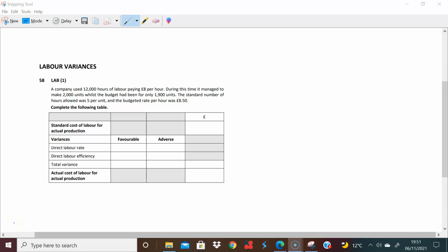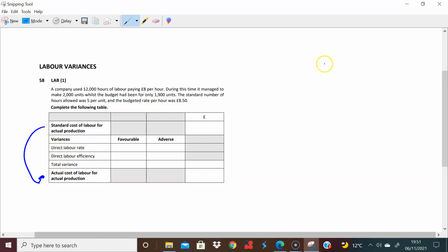Okay, so question 58, we start to look at labor variances, but labor is a resource like materials, and so we apply the same principles to labor as we did to material. You can have a total labor variance, which is what they're asking you here. You have a standard cost of labor for actual production, and you can compare that with the actual, compare these two things, and you can have the difference, which of course is the total variance, and then you can break that up into the two parts, right?